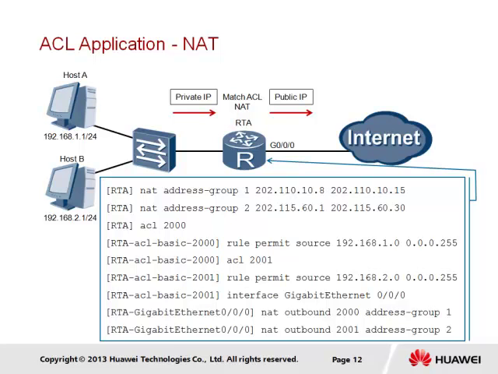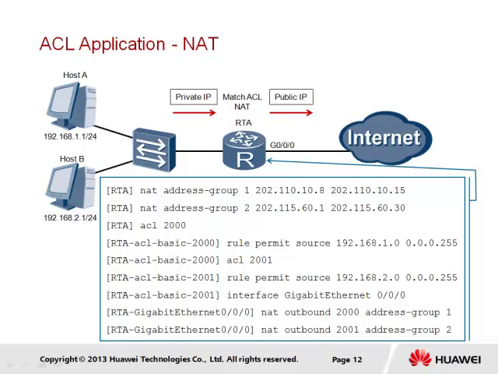We demonstrate in this example the role that the access control list plays in supporting this filtering of interesting traffic for address translation. The example shows two address groups that have been created that support two pools of public addresses, in the form of address group 1 and address group 2. Additionally, we find that two basic access control lists have been created in the form of ACL 2000 and ACL 2001. ACL 2000 in this instance has been used to identify packets originating in the network 192.168.1.0/24 and associate these packets with address group 1, as we can see from the nat outbound 2000 address-group 1 command applied to interface GigabitEthernet 0/0/0.